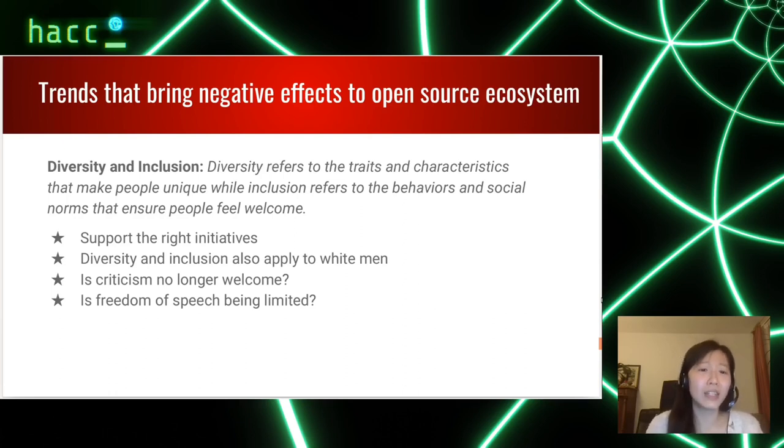Again, I'm worried about whether the whole diversity and inclusion effort has a side effect. Is our freedom of speech being limited because of too many rules these days? Can people really freely give their feedback? Criticism is actually not always bad. It helps people to improve and become better.